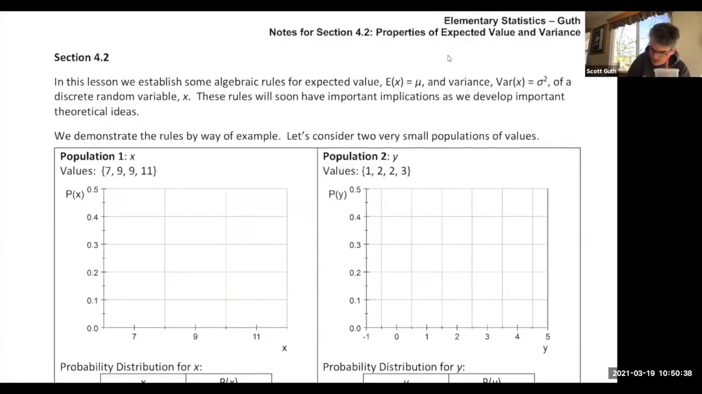Okay, so this is section 4.2, which is on what we call properties of expected value and variance. Just to remind you, expected value here, that's the mean, mu, and it's also called E of x. So mu is the same as E of x. And variance is sigma squared. That's the standard deviation of the population squared. So sigma squared is the variance of x.